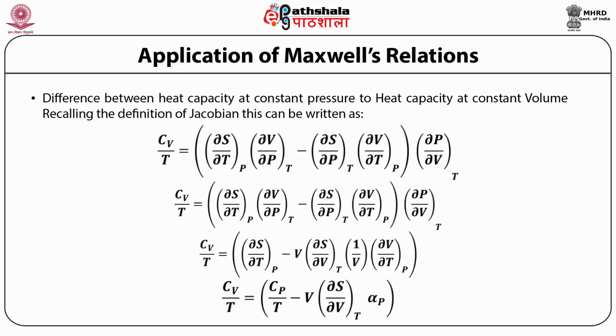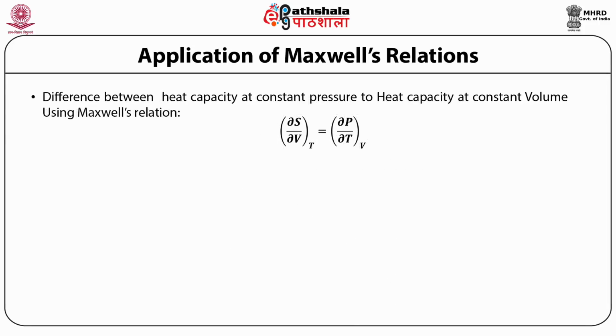Or Cv upon T is equal to Cp upon T minus V into delta S upon delta V at constant temperature multiplied by alpha P. Using Maxwell's relation, delta S upon delta V at constant temperature is equal to delta P upon delta T at constant volume, and as proved earlier, we get delta P upon delta T is equal to alpha P upon kT.